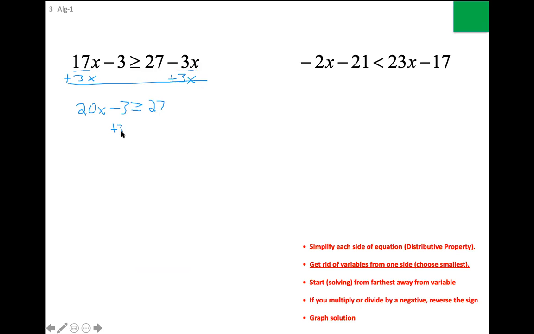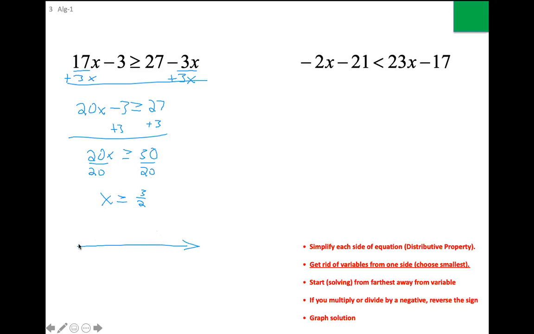Add 3 to both sides. So we get 20x is greater than or equal to 30. Divide both sides by 20. I'm not dividing by a negative, so I don't need to flip the inequality. And we get x is greater than or equal to 3 over 2. I'm just reducing this by 10.